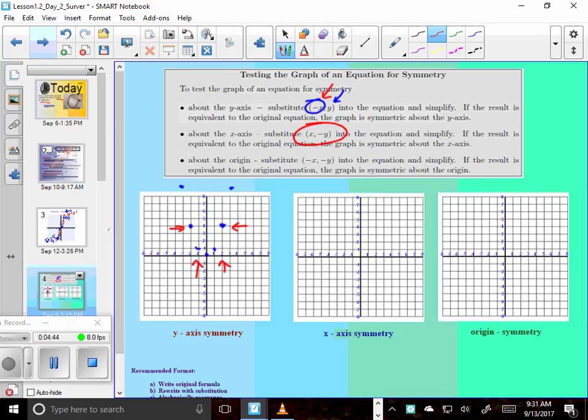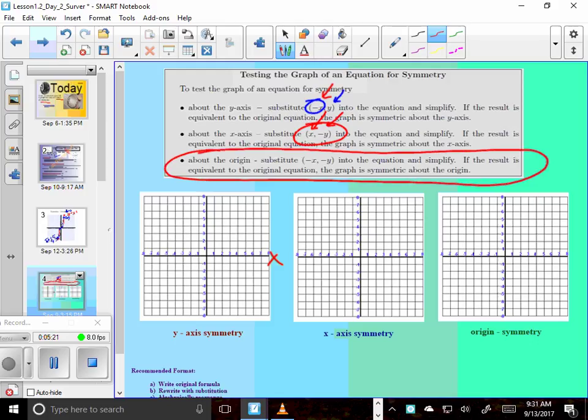Notice what this says about x-axis symmetry. X-axis symmetry, of course, is symmetry across that axis. Sorry, if you substitute x and negative y into the equation and simplify it, if its result is equivalent to the original equation, the graph is symmetrical about the x-axis. I'm going to clean this up for you at the end and hopefully make it something you totally understand. Trying to read through how it is officially defined.